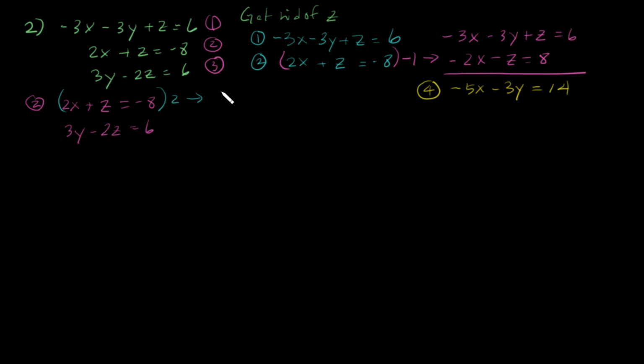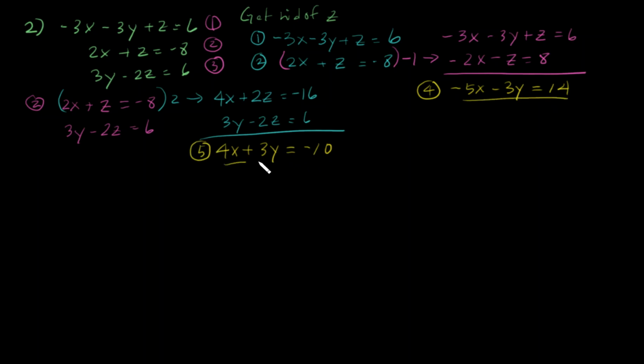So you end up with 4x plus 2z equals negative 16. And then we have 3y minus 2z equals 6. Okay, and then when you add them together, you can't add the 4x and the 3y together, so they just become 4x plus 3y. We've eliminated the z, and then we have a negative 10. So right here is our fifth equation. So notice our fourth equation and our fifth equation only has an x and a y.